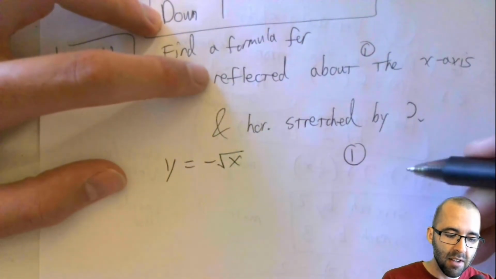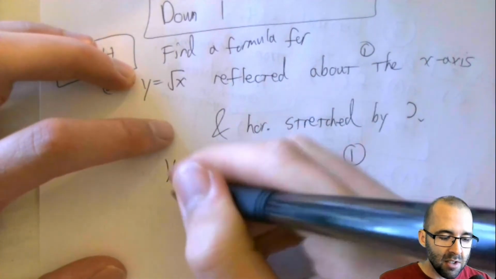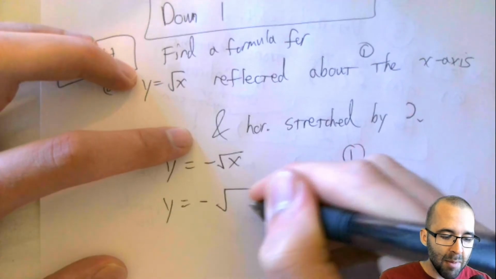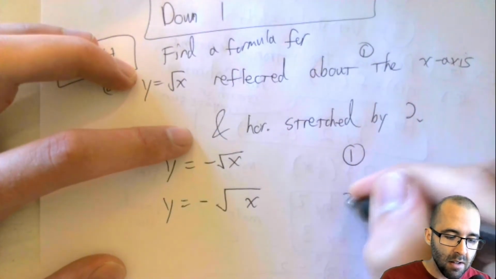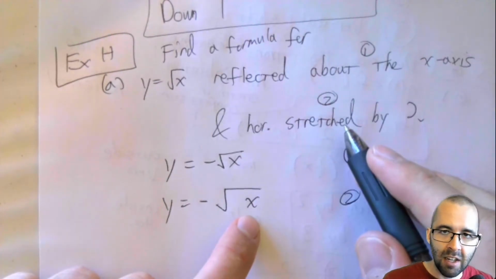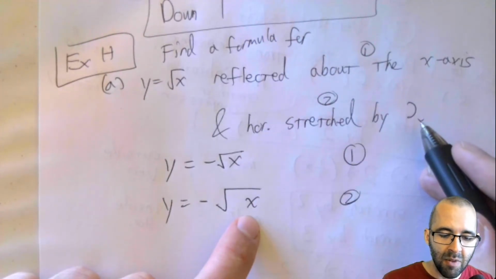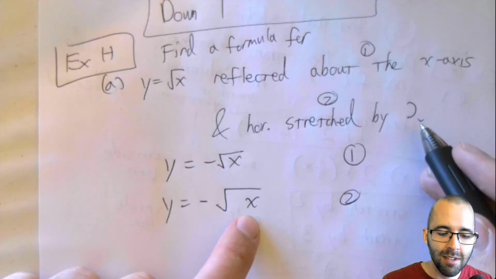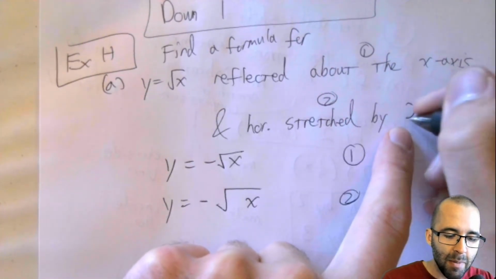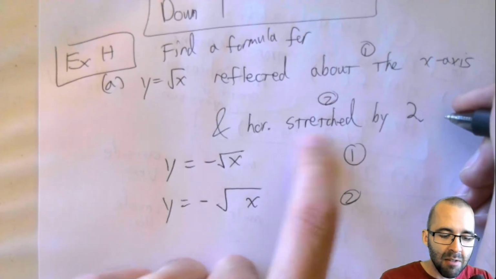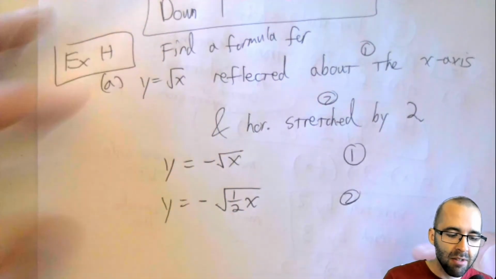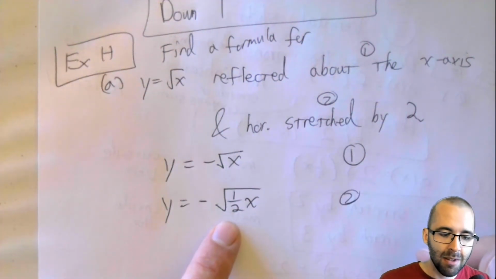Incorporating this thing. Next, we have to horizontally stretch it by 2. Horizontal means it's going to happen on the inside. Stretching means multiplication. And remember, since it's on the inside, it's going to work kind of backwards from what you might think. So instead of multiplying by 2, we're going to divide by 2 or multiply by 1/2. This horizontally stretches it by 2.